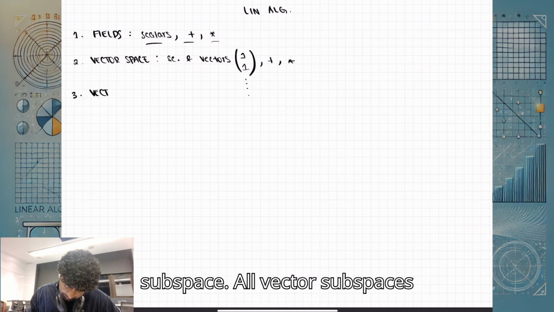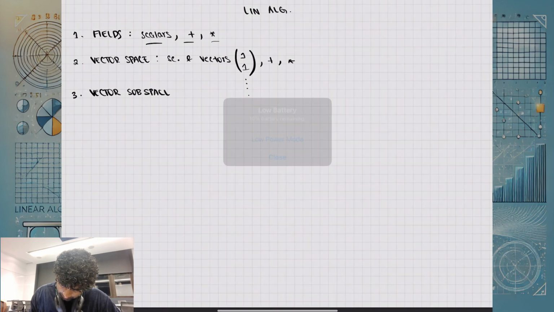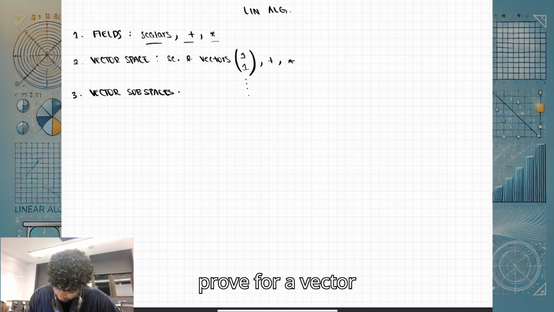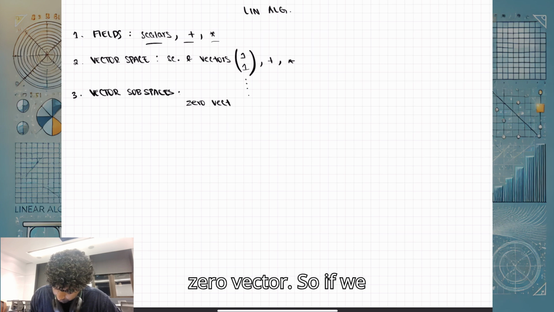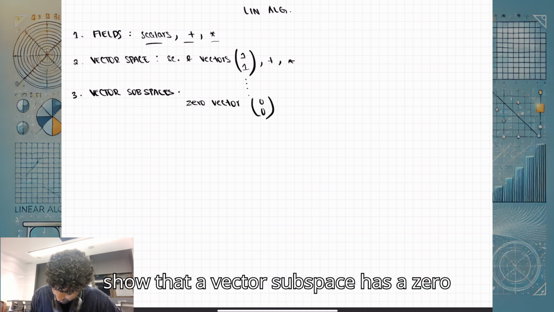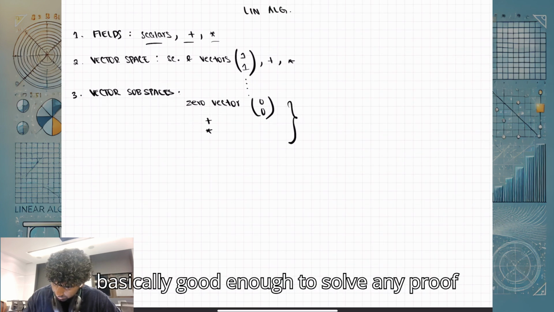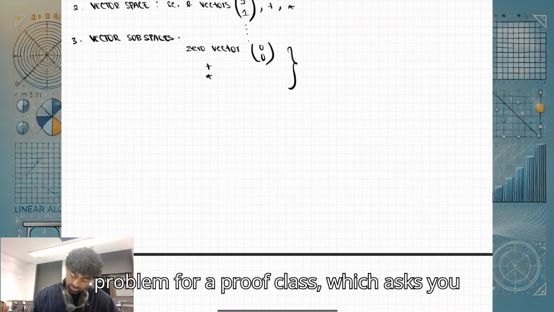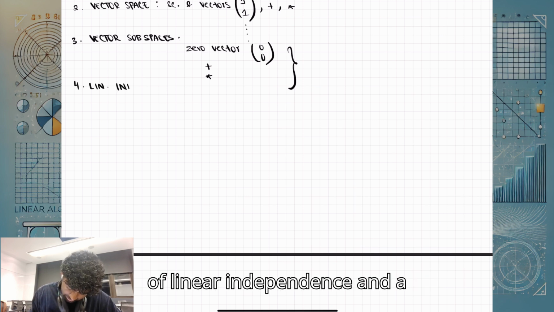Next is a vector subspace. All vector subspaces are valid vector spaces. The one additional thing you need to prove for a vector subspace is that it includes the zero vector. So if we show that a vector subspace has a zero vector, it's closed under addition and scalar multiplication, these are basically good enough to solve any proof problem for a proof class, which asks you whether something is a valid vector subspace.